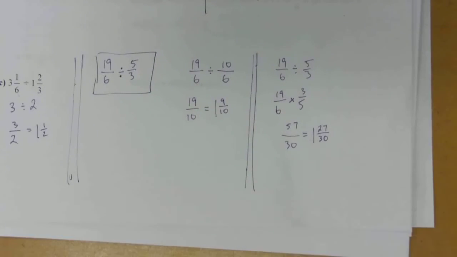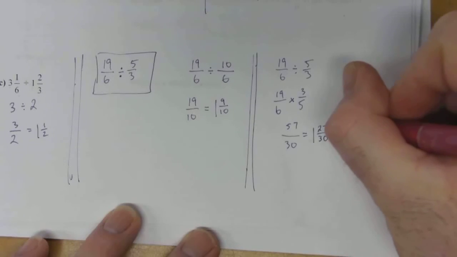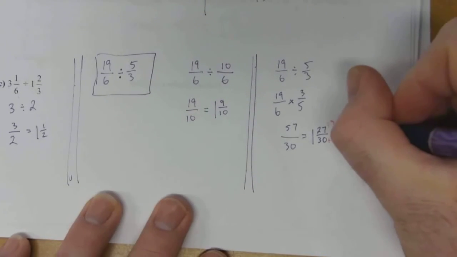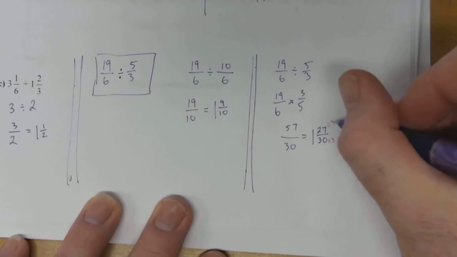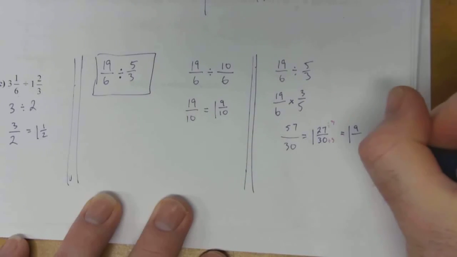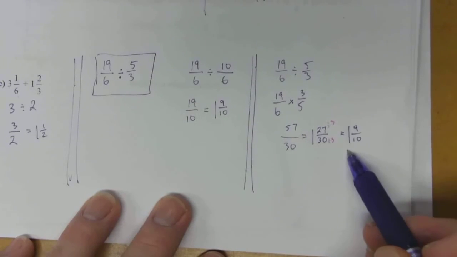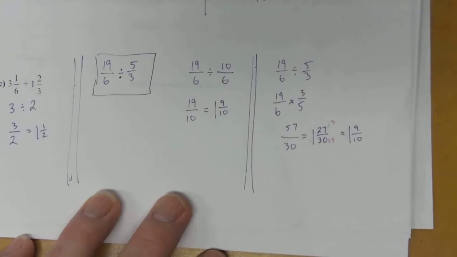So if you divide 27 by 3 and you divide 30 by 3, then you're going to end up with 1 whole. 27 divided by 3 is 9. 30 divided by 3 is 10. 1 9/10. So same answer, a little bit more work involved in this technique.